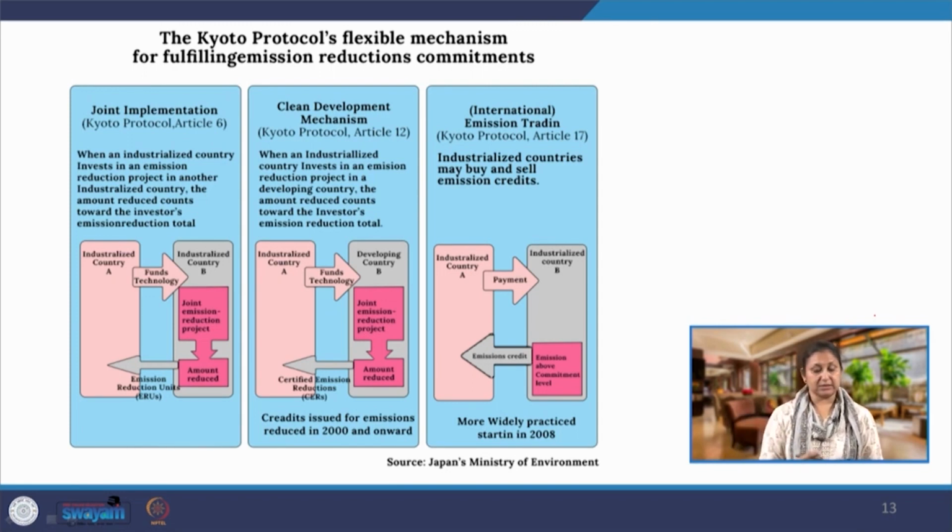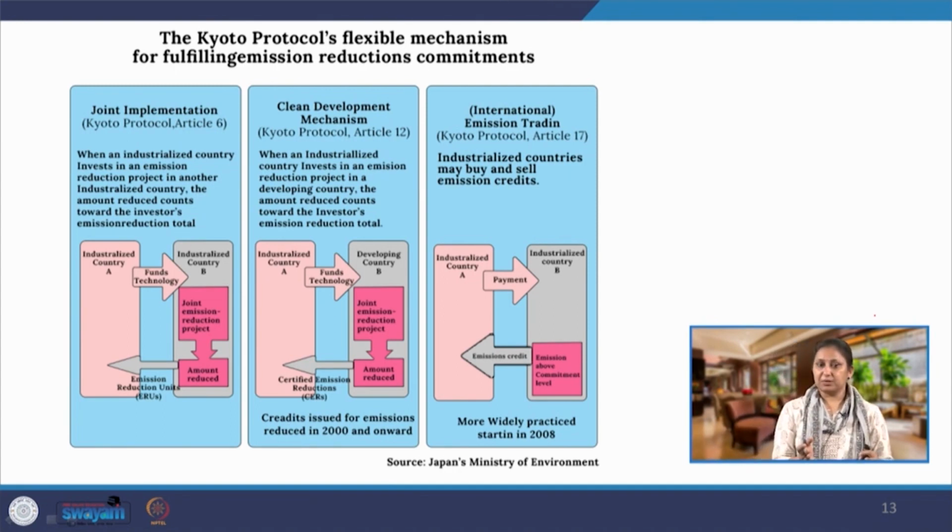So, this is one mechanism. The second mechanism is the Clean Development Mechanism, where the industrialized country invests in an emission reduction project in a developing country. They invest, and the credits that are earned by reducing the emissions are credited to the investors' emission reductions. This is called certified emission reduction, when the industrialized country funds an emission reduction program in a developing country.